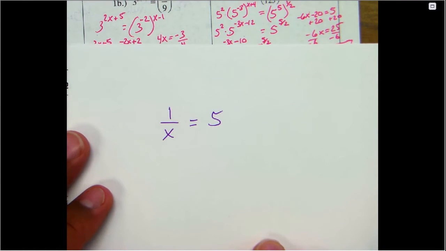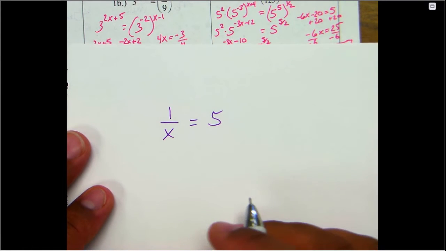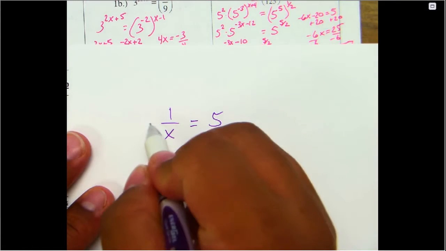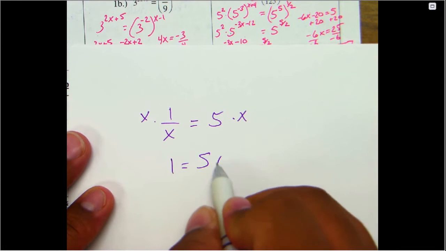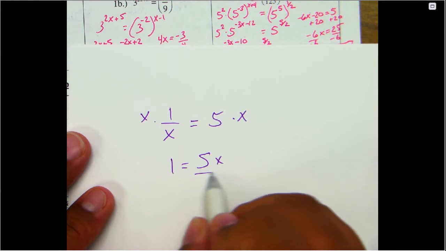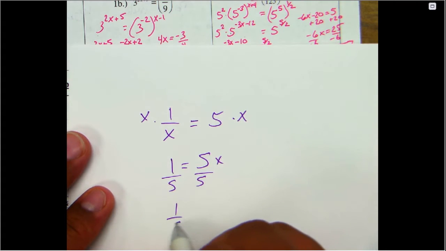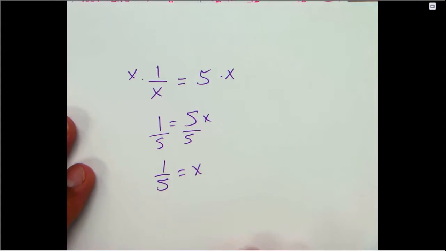Where's my variable? How would you really solve for something in the denominator? Multiply by x. So you get 1 equals 5x. Then what would you do? They just switched places. So whenever you're solving for a variable in the denominator, you just switch it with the other side of the equal sign.